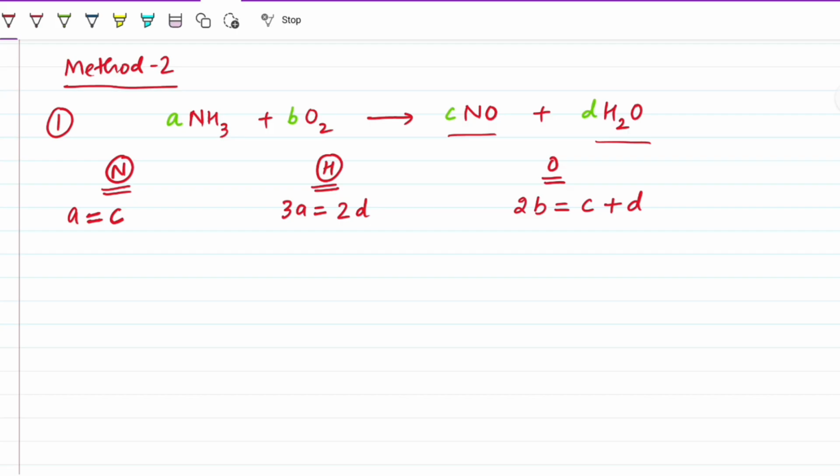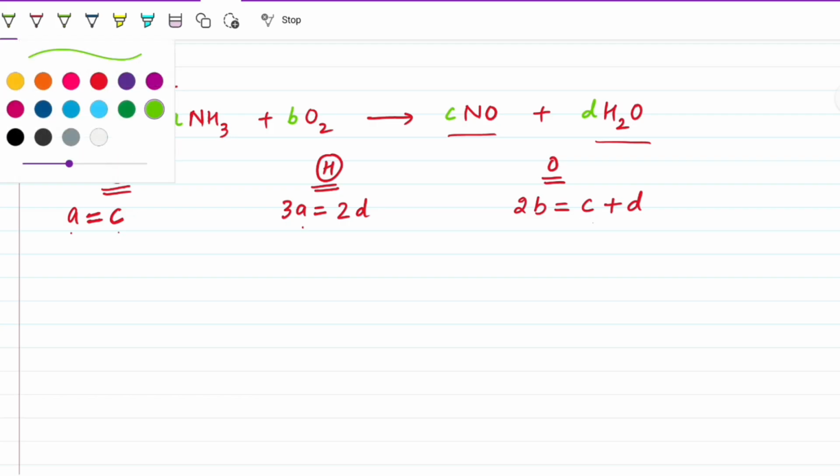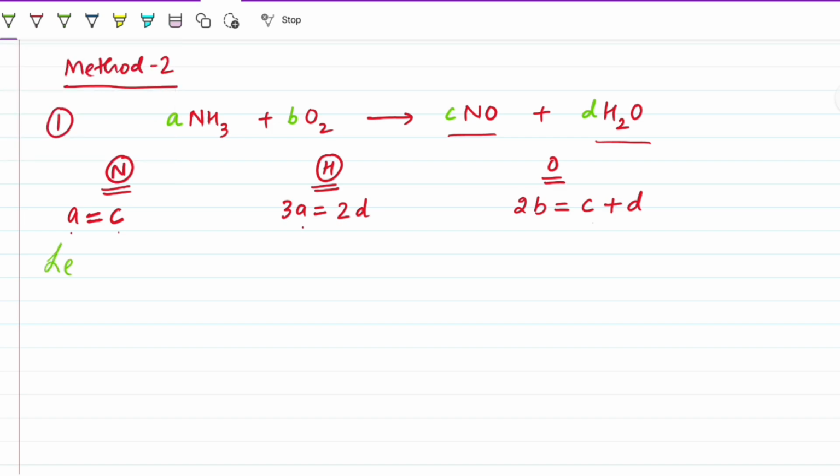After this, assume any one coefficient out of A, B, C, D to be equal to 1. But that coefficient has to be the one which is most repeated, which occurs the maximum number of times in all the equations. So either I can assume A to be 1 or I can assume C to be 1, any one of them, because A and C each occur twice. So let us assume C is equal to 1.